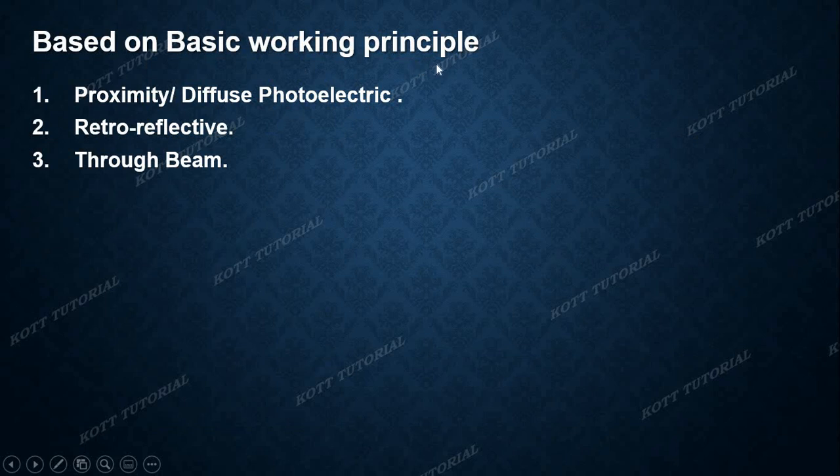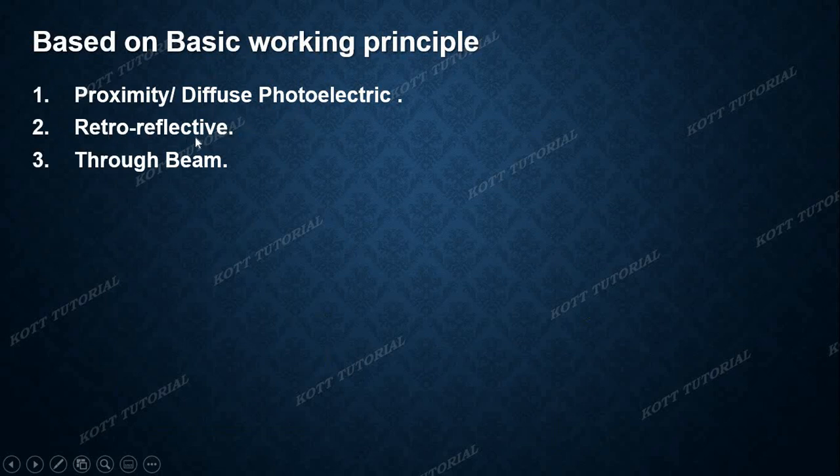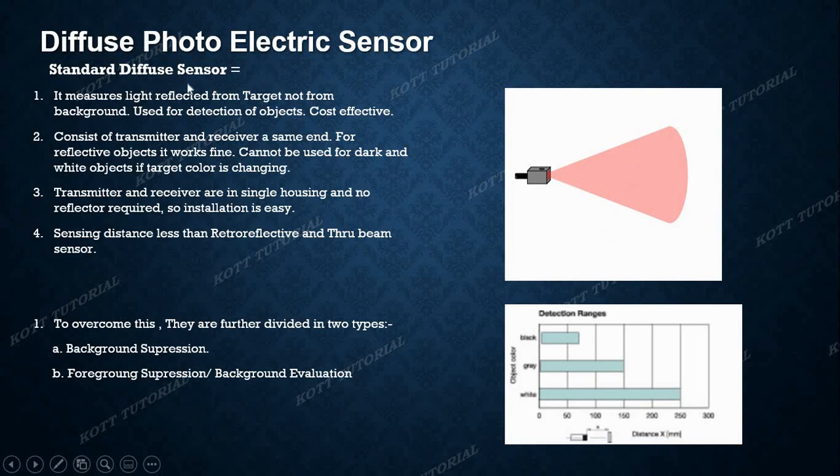Based on basic working principle, these are the three types which I have shown you: diffuse or proximity, retroreflective and through beam. Standard diffuse sensor. See in this GIF image again we can see a sensor, an object passing, and it sensing it.